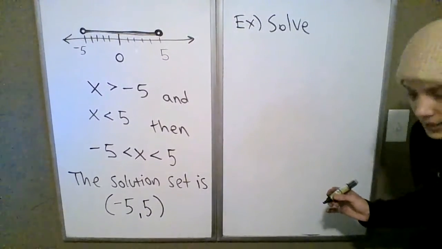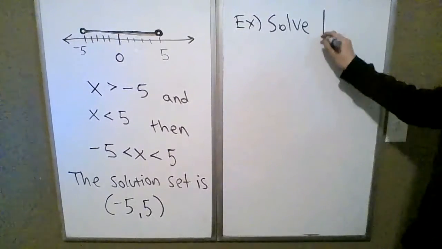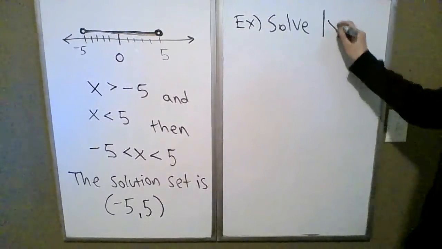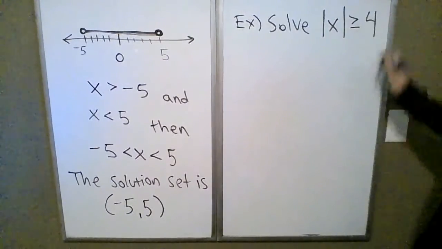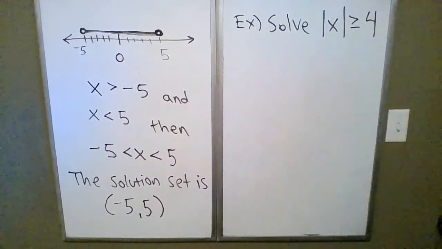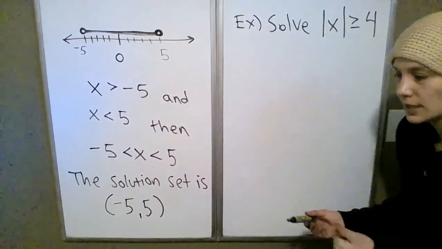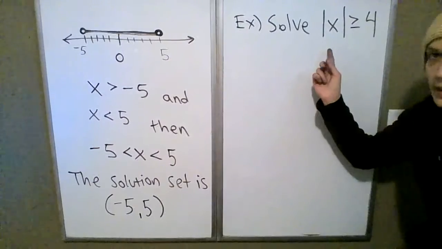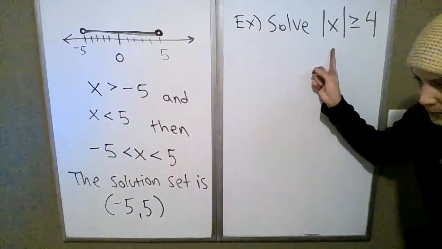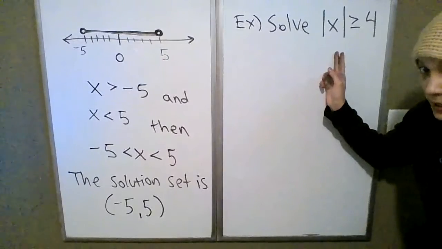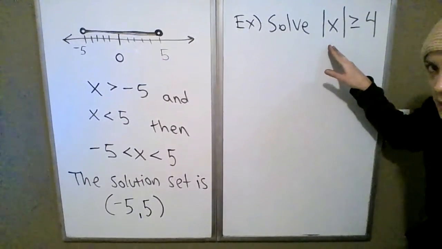This time it's going to be the absolute value of x greater than or equal to 4. First, you'd want the absolute value isolated, which it is. You've got your absolute value all by itself. Then we translate what this says. Absolute value of x is the distance between x and 0.